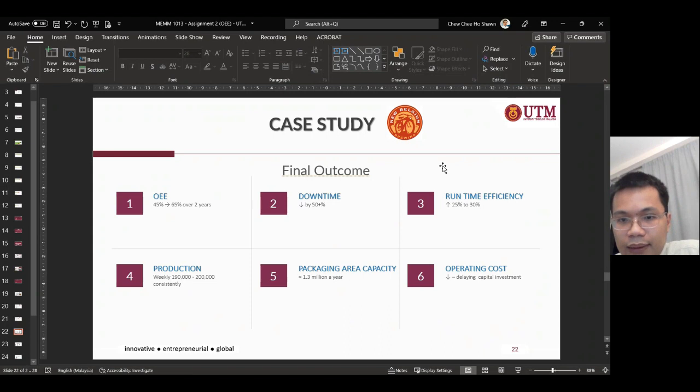And then the packaging area capacity can reach 1.3 million a year. So it can match their demand and the production output. And then overall, this also reduces the operation costs and also the capital investment.